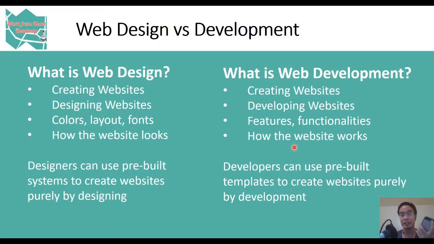Development are the features of the phone. So my phone can take pictures. My phone, it can do Bluetooth. It can connect to Bluetooth headsets. It can connect to Wi-Fi, and those are features. That's development. Same for websites. So design is how the website looks. Development is how the website works, the features of the website.